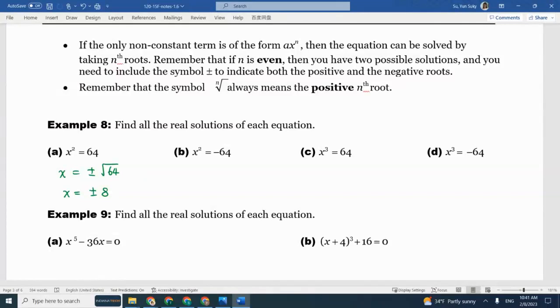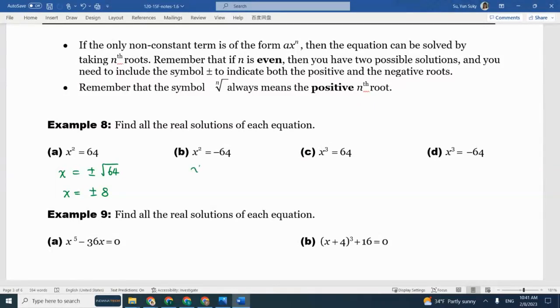Okay, so this is part A. When you take square root, don't forget plus or minus. But if you take odd roots, do you need to have plus or minus? No, exactly. So for the even roots, you need to do plus or minus. But for the odd roots, you don't need to do plus or minus. Okay, everybody? All right, how about this one?